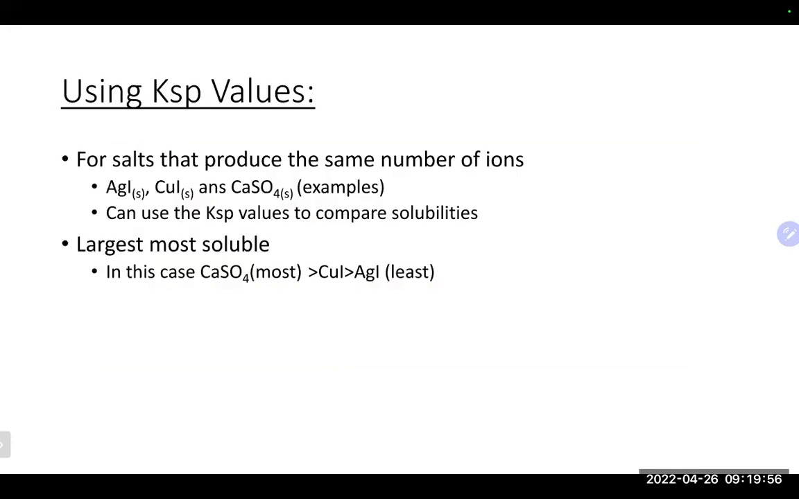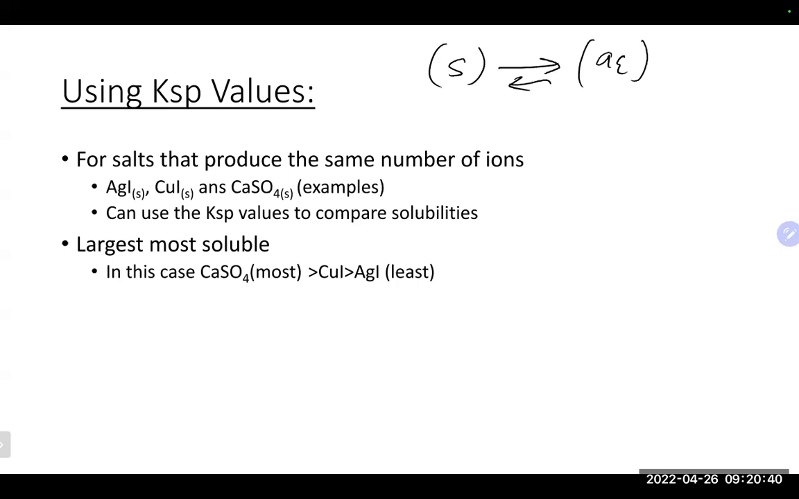So let's talk about using the Ksp values to help us determine solubility and what would be maybe more soluble, what would be maybe less soluble, just by looking at the Ksp values. So when we look at our Ksp reactions, as we talked about, we pretty much have solid on the left-hand side and aqueous ions on the right-hand side in these type of reactions. So you can take the Ksp values and use them to help you decide which one would be more soluble or less soluble based on the Ksp values in only a very specific situation.